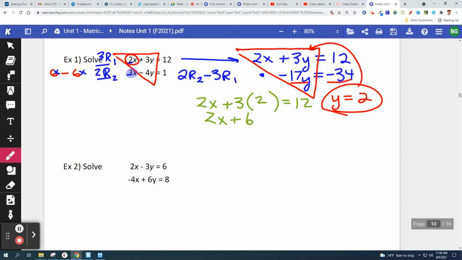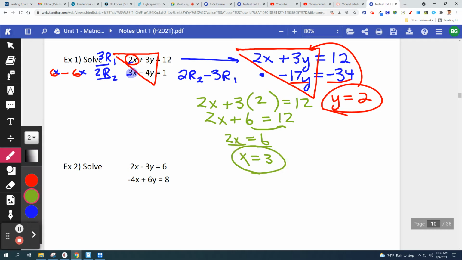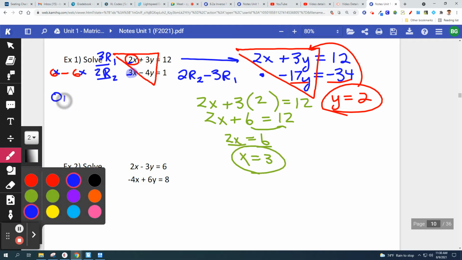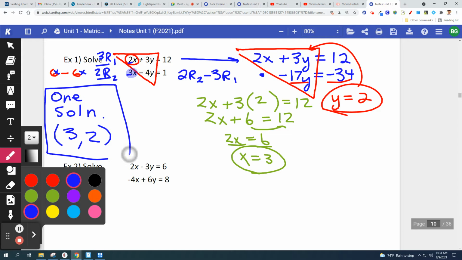2x plus 6 equals 12. I'm just doing my basic algebra, isolating the variable. I'm going to subtract the 6 over. So 2x equals 6. Divide by 2. X equals 3. Got it. We've got one solution. And that point is 3, 2. One solution at 3, 2.